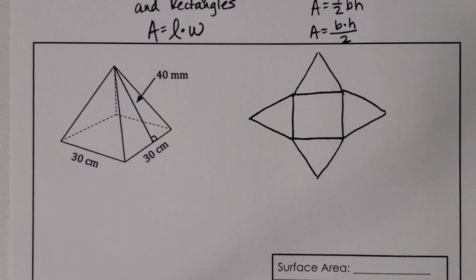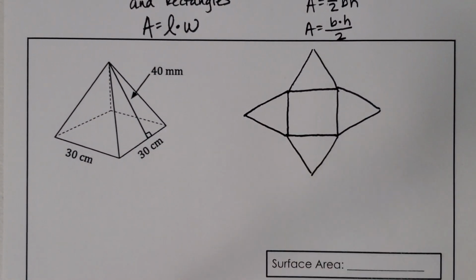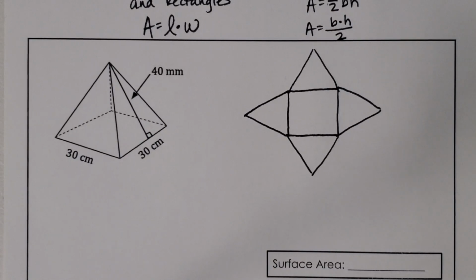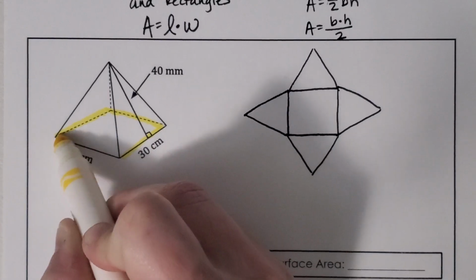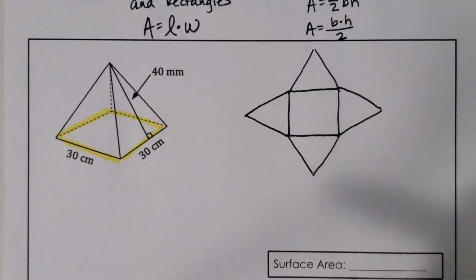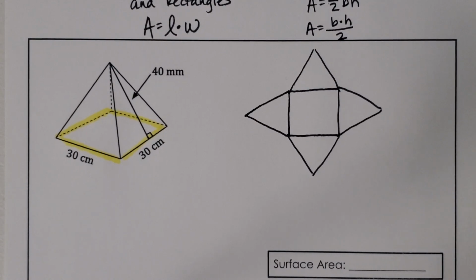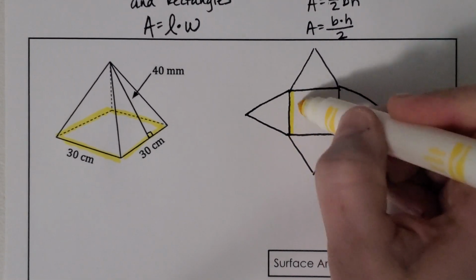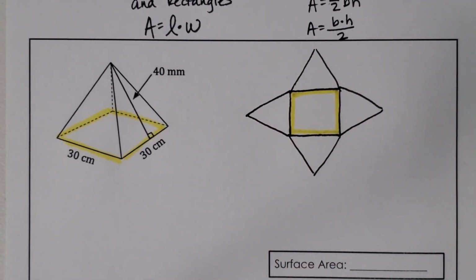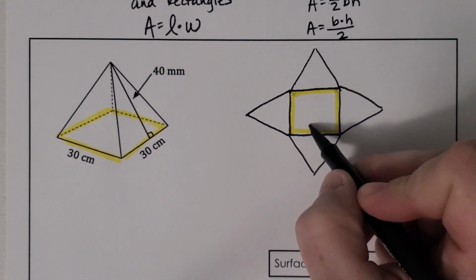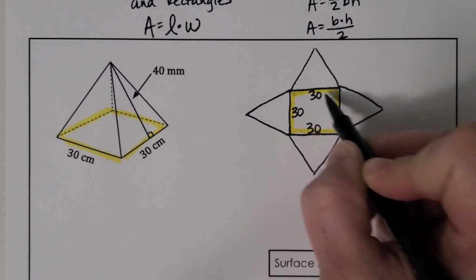Now from here, I'm going to take all of my information from my 3D picture and I'm going to lay it out on my 2D net. So my square, I can see, is 30 centimeters by 30 centimeters. So on my net, I'm going to color code it the same way. And if you want to color code your notes, you can get some colors as well. So I know that my square is a 30 by 30, so all of these sides would be 30.